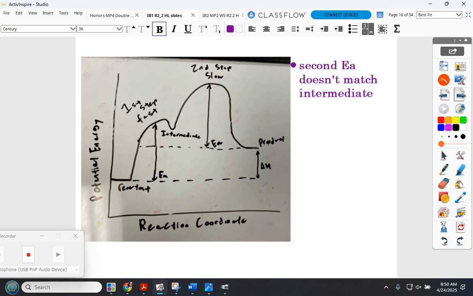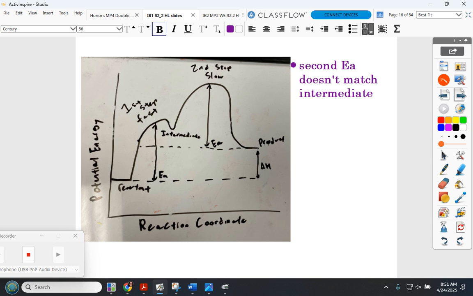So this one was great. The only issue was that the activation energy line drawn for the second step was drawn from the products rather than from the intermediate. And in that case, also, this probably needs to be a little bit taller so that it is still bigger than the first activation energy, because the slow step is always going to have the higher activation energy.